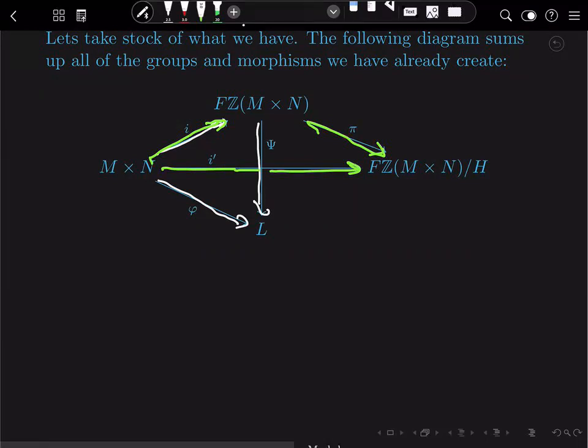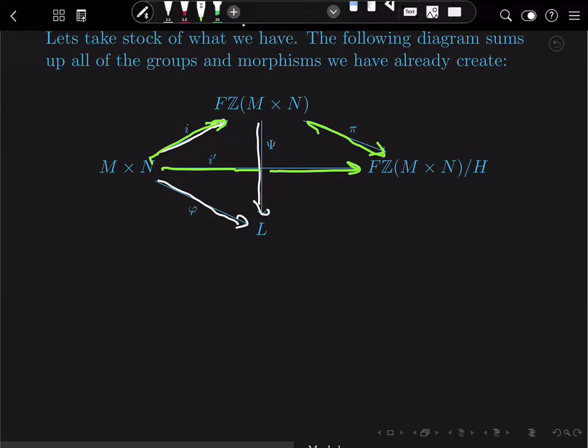So we passed the free group, we modded out by this special subgroup H, and then we obtained a new map I prime, which I'm calling I now, that's composition with pi from pi and I, which we called iota in the previous slide. I meant to call them iota, but I accidentally called them I.